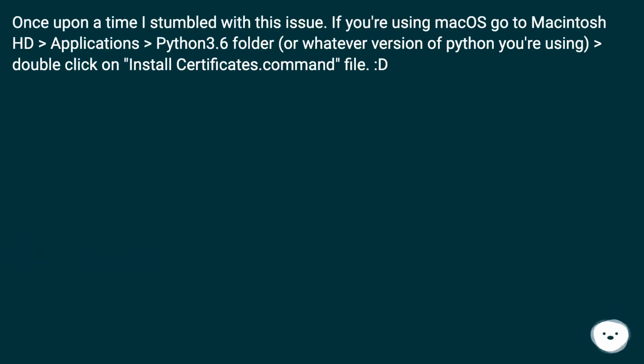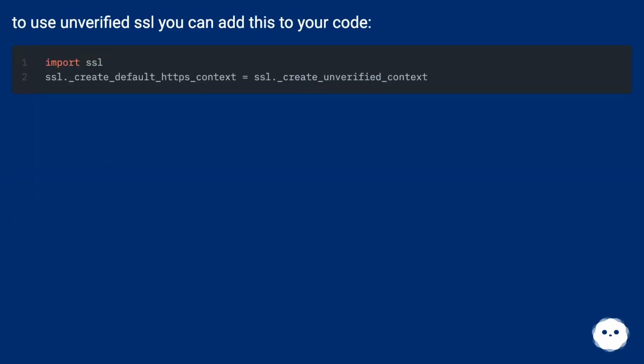Once upon a time I stumbled with this issue. If you're using macOS, go to Macintosh HD > Applications > Python 3.6 folder, or whatever version of Python you are using, then double-click on the Install Certificates.command file. To use unverified SSL, you can add this to your code.